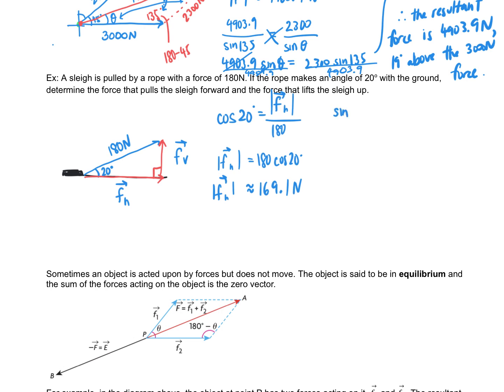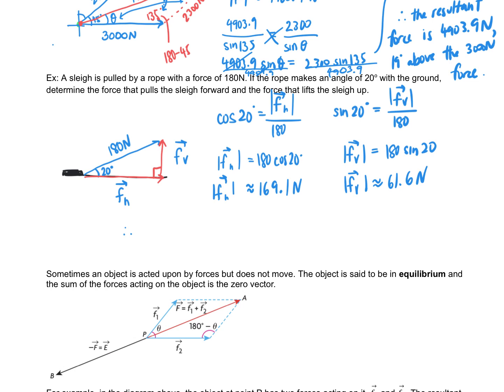And I'll do the same thing for the vertical force, but this time I'm looking for the opposite side. So I'm going to use sine. Although we could have found this side length using Pythagorean theorem as well. But I like to do this, that way I'm using original information from the question and not using a rounded answer. But either way would be fine. And if we punch this into our calculators, we get 61.6 newtons.